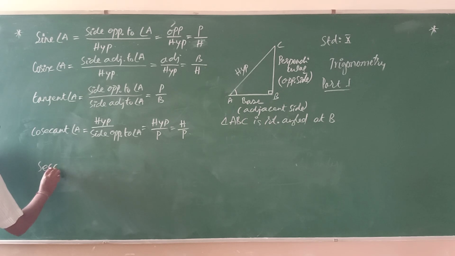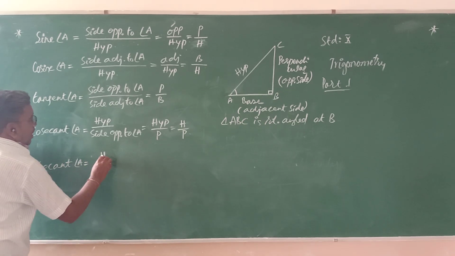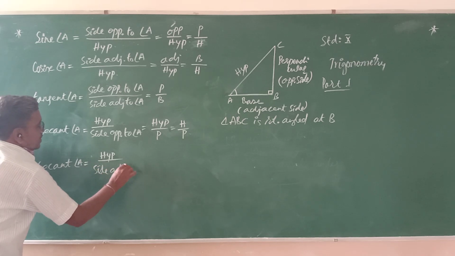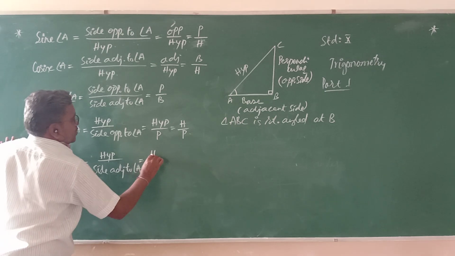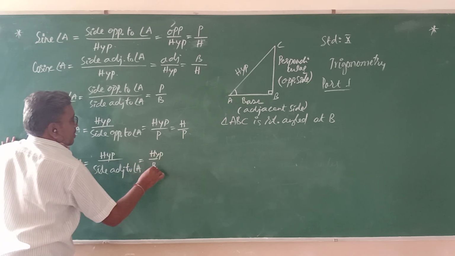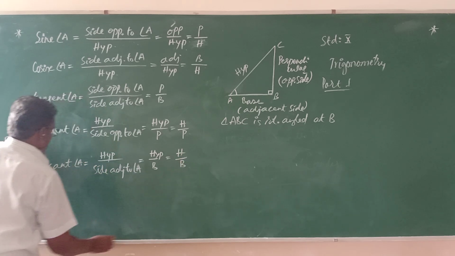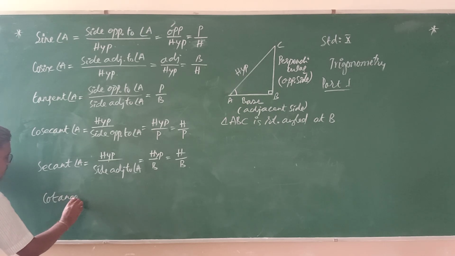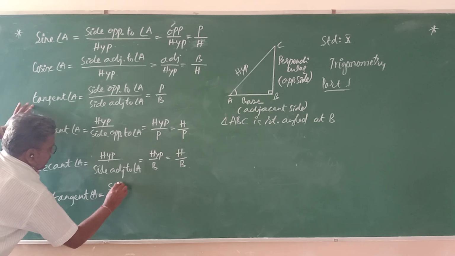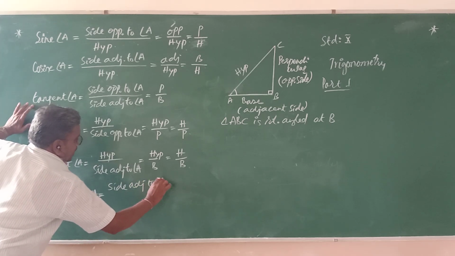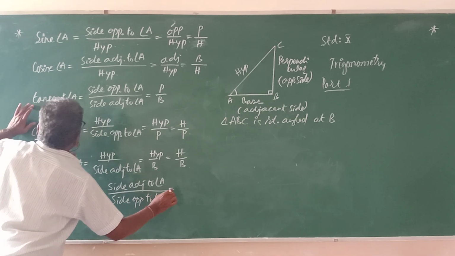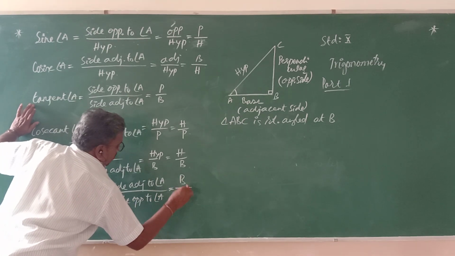And secant of angle A is equal to hypotenuse divided by the side adjacent to angle A, equal to H upon B. It means hypotenuse divided by base, that is H upon B. And cotangent of angle A is equal to the side adjacent to angle A divided by the side opposite to angle A, which you can tell as base by perpendicular.